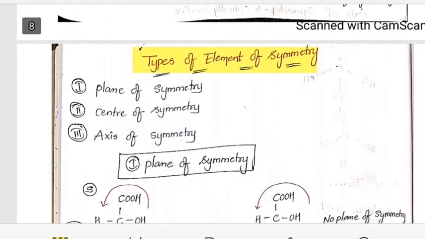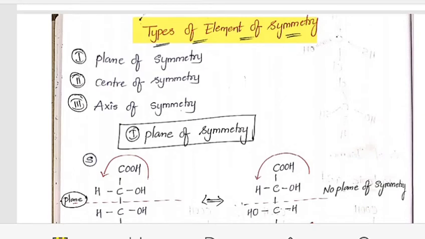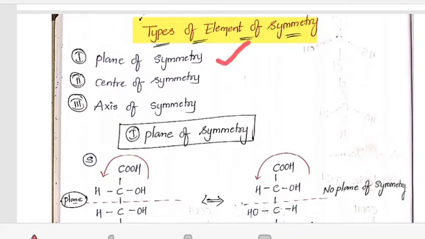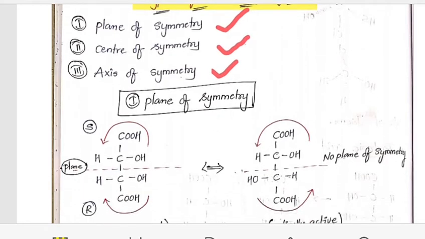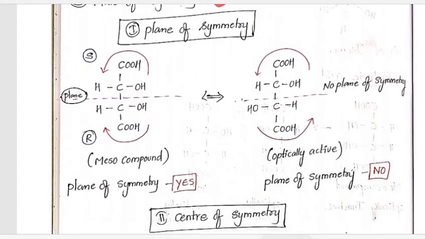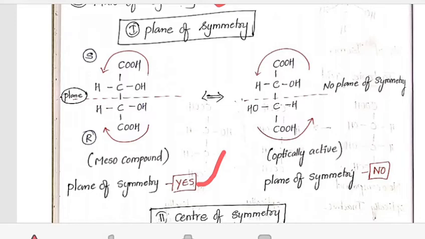And the types of elements of symmetry: plane of symmetry, center of symmetry and axis of symmetry are the 3 possible symmetries I have given here. Plane of symmetry will be observed for the meso compounds. In meso compounds a plane of symmetry is possible, that's why they are optically inactive, and if the plane of symmetry is not possible, then they are optically active.